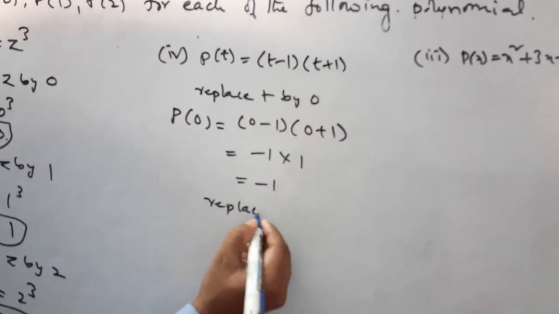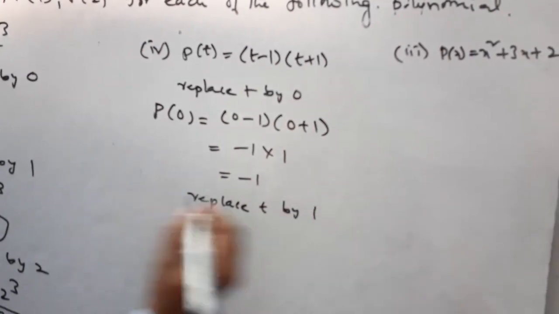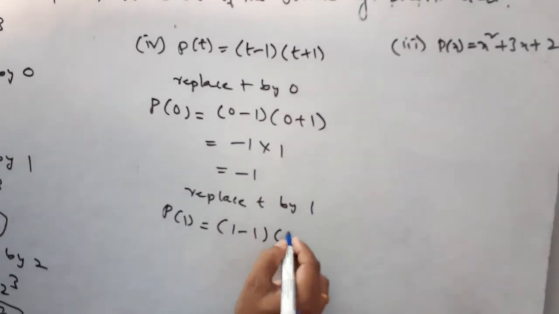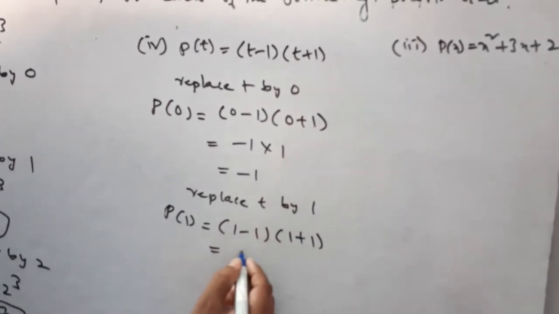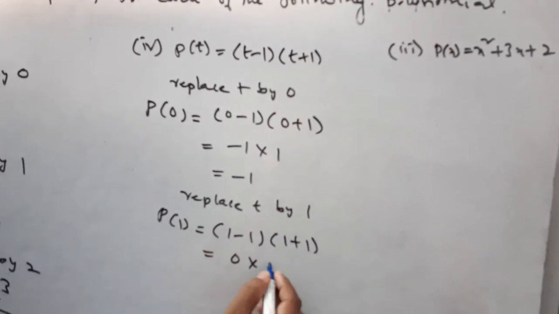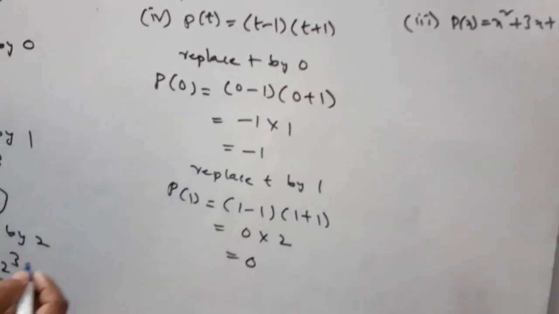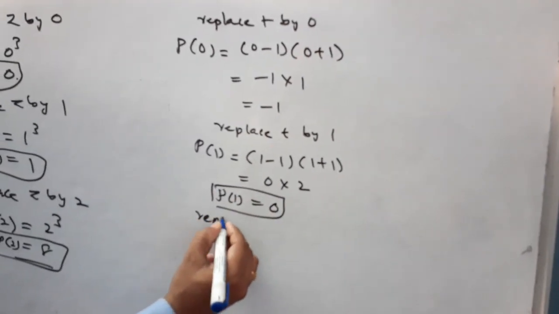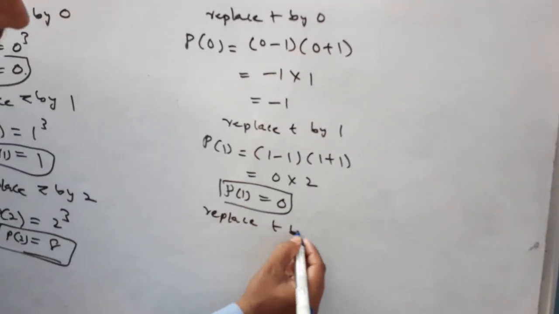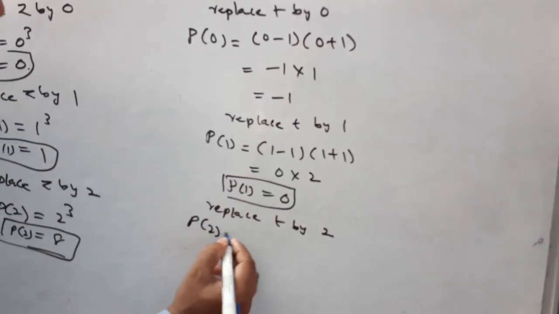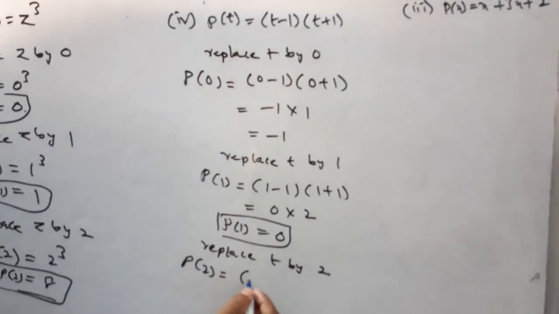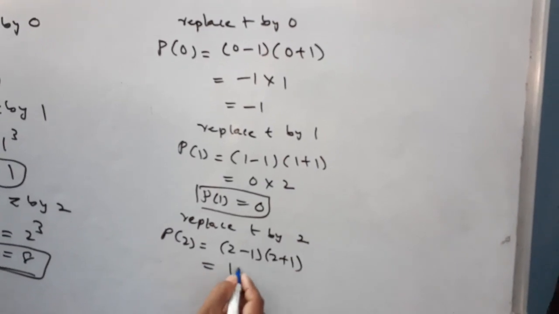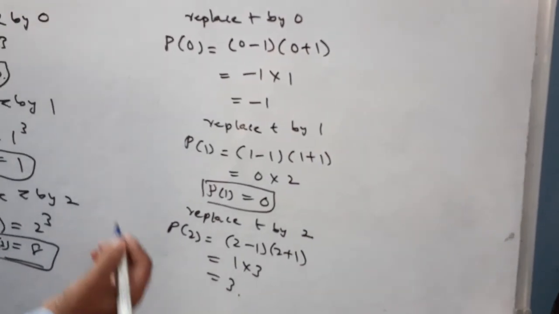Replace t by 1. P of 1 is equal to 1 minus 1 into 1 plus 1. So that is equal to 1 minus 1 means 0. 0 into 1 plus 1 means 2. 0 into something is 0. So p of 1 is equal to 0. Next, replace t by 2. So p of 2 is equal to t minus 1 means 2 minus 1 into t plus 1, 2 plus 1, that is equal to 1 into 3, that is equal to 3.